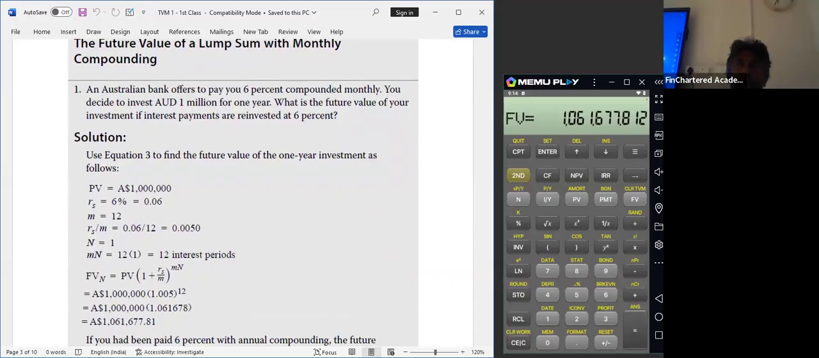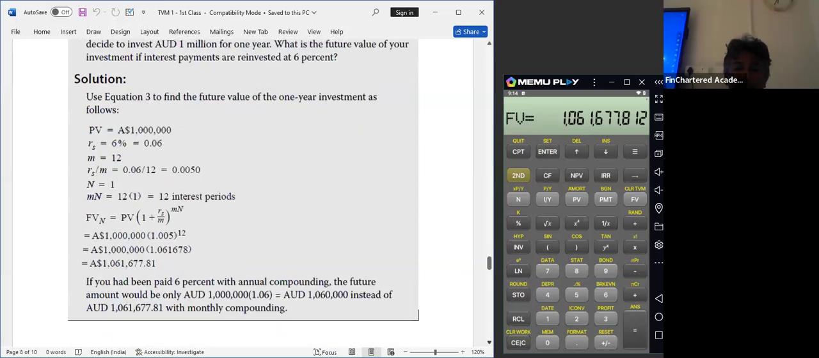So what we have done: future value, present value, and then we have also done frequency of compounding. More frequency of compounding yields more returns. That is one part. Then this one.